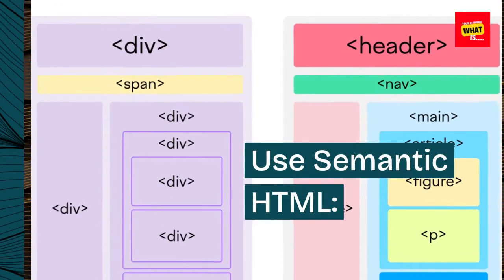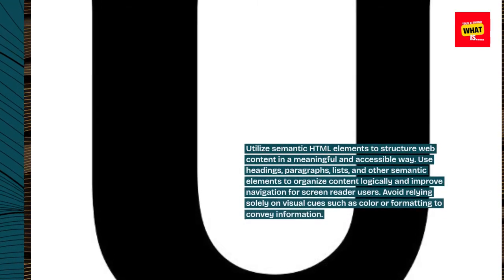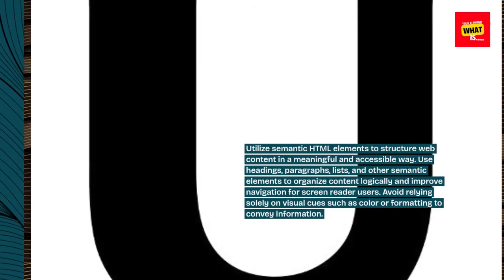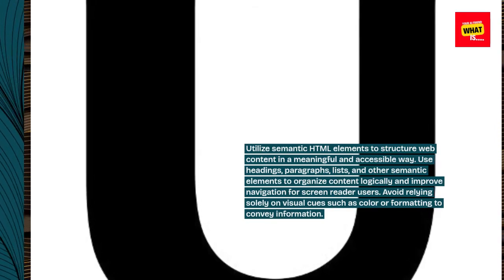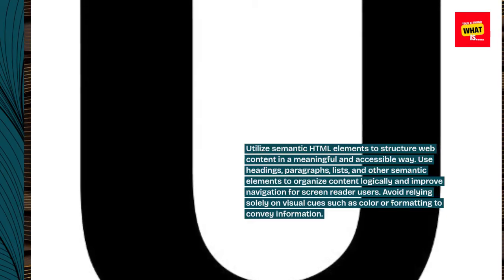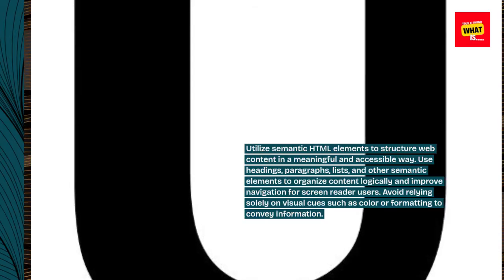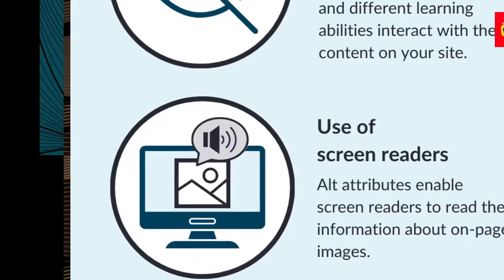Use semantic HTML. Utilize semantic HTML elements to structure web content in a meaningful and accessible way. Use headings, paragraphs, lists, and other semantic elements to organize content logically and improve navigation for screen reader users. Avoid relying solely on visual cues such as color or formatting to convey information.